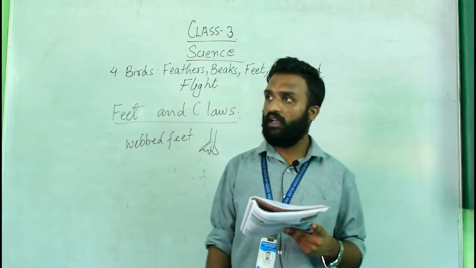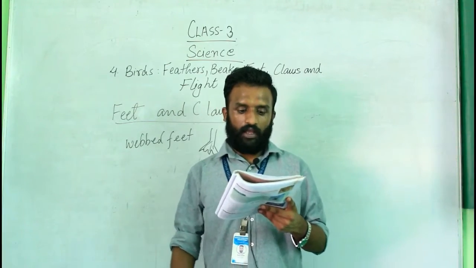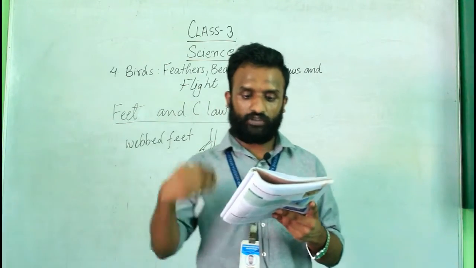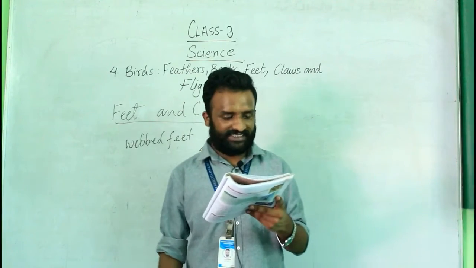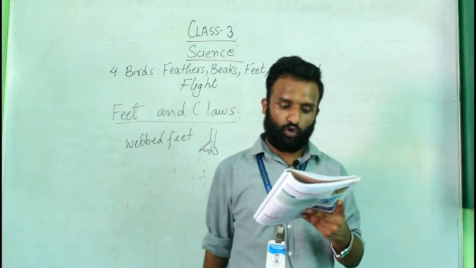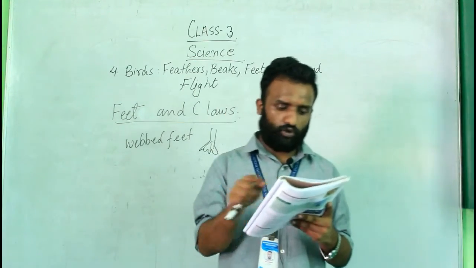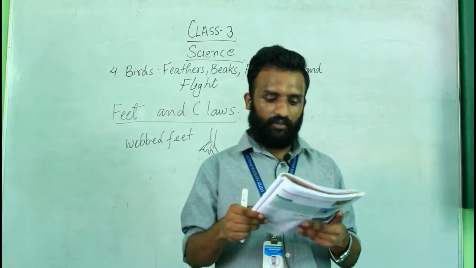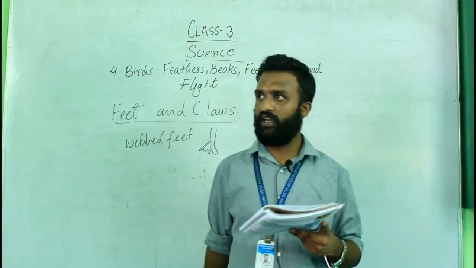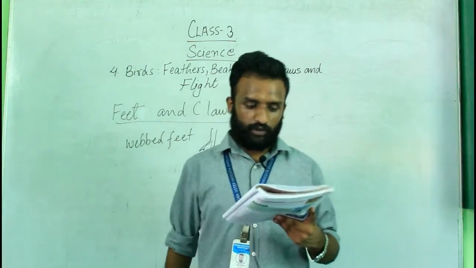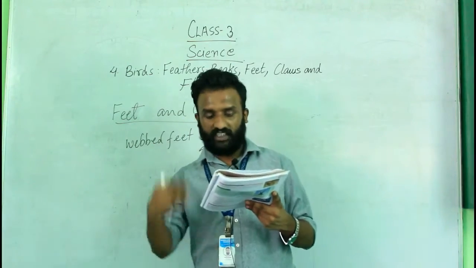Now birds that perch. Crows, sparrows and others have 3 toes in front and 1 at the back. This kind of claws helps such birds to hold on to the branch of a tree while perching on it.